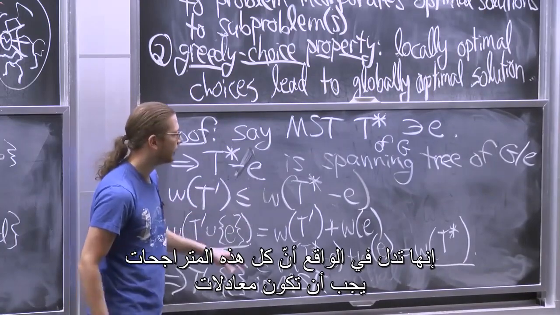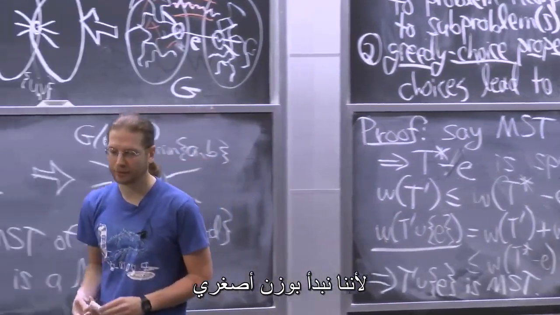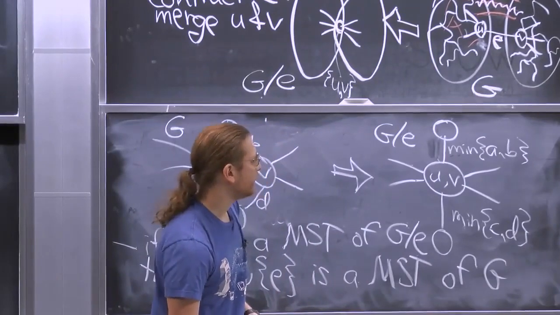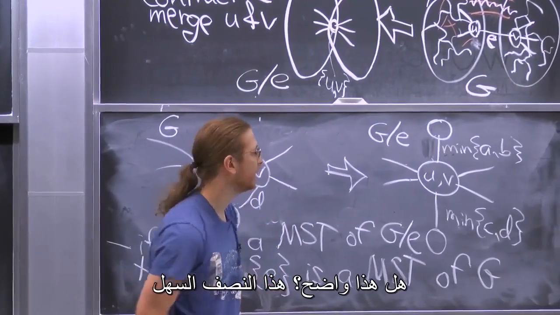Actually, this implies that all these inequalities have to be equalities because we started with something minimum. Clear? That's the easier half.